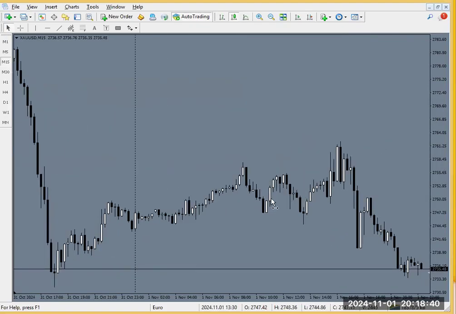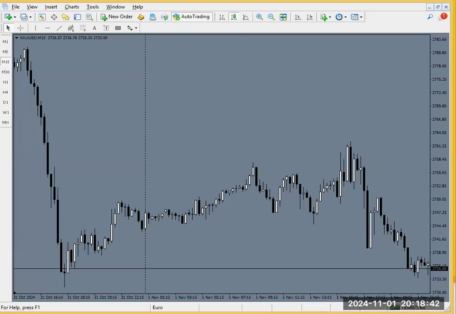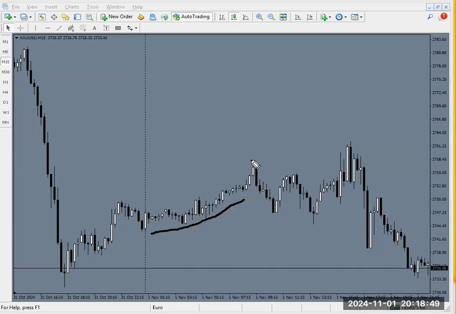Okay, so on this 15-minute chart of gold, we see price has been going up, right? Now, look at the high of this candle. Look at the next candle, right? Even though it's actually an engulfing candle, let's just look at the concept that we talked about now.